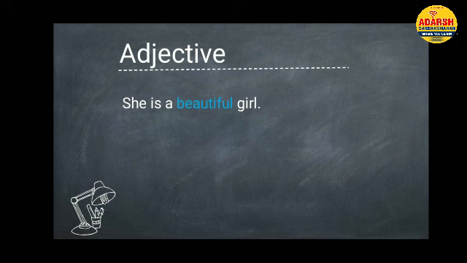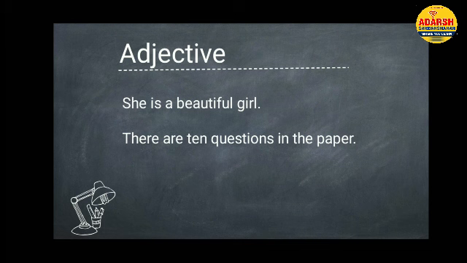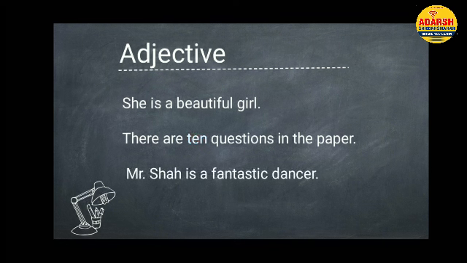In the next sentence, we can see here there are 10 questions in the paper. In this sentence, 10 is an adjective because it is describing the number of questions in the paper. So 10 is an adjective. Let's go to the next sentence, which is Mr. Shah is a fantastic dancer. Here fantastic is an adjective which is describing Mr. Shah's dance.